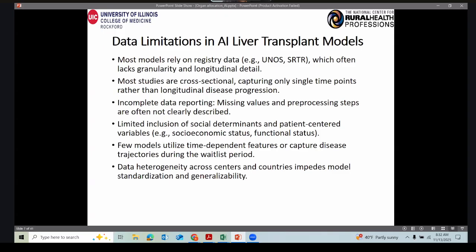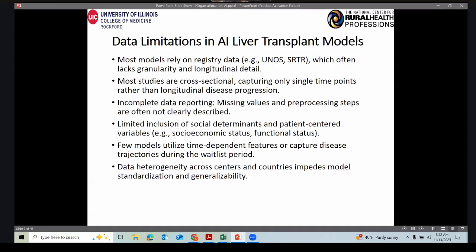A big gap also exists in the inclusion of social determinants of health. Things like socioeconomic status, functional ability, access to care, or support systems. These factors can dramatically influence both survival and recovery after transplantation, but they are rarely captured in traditional clinical databases.